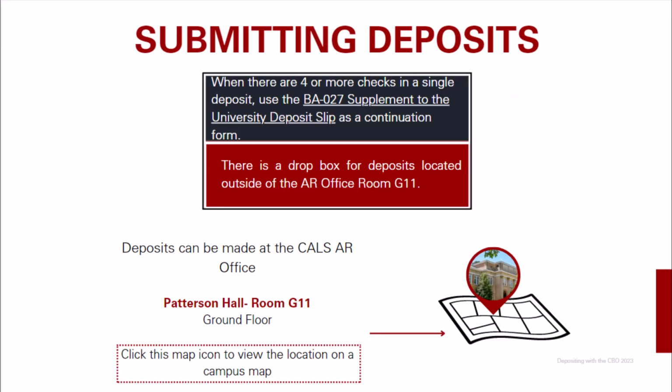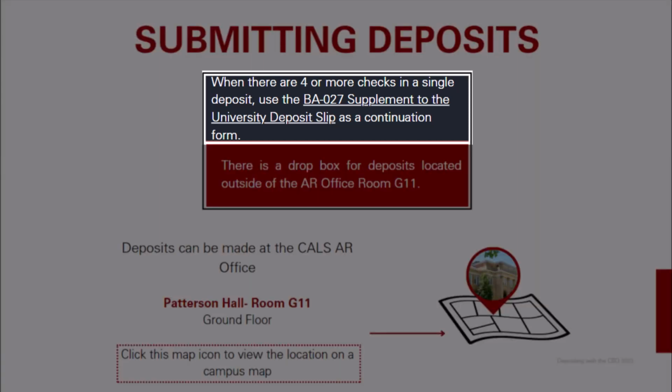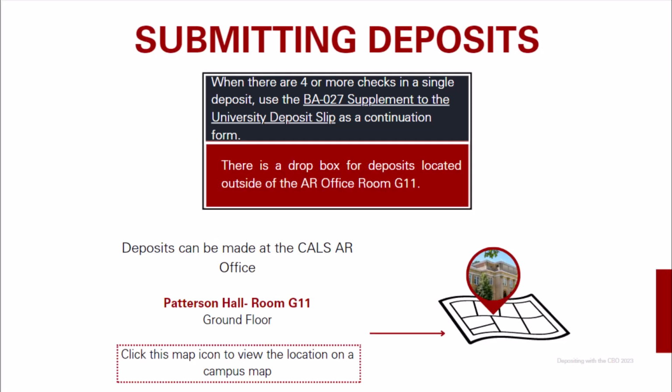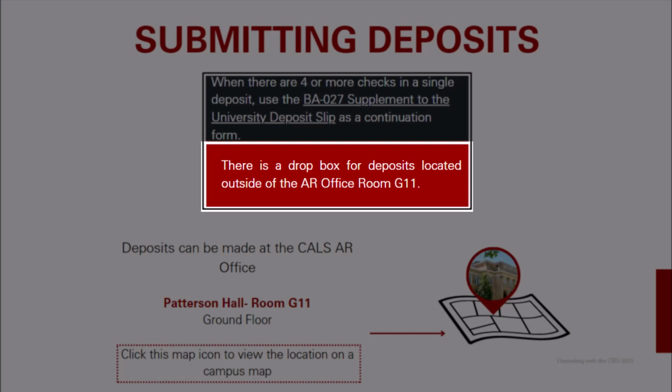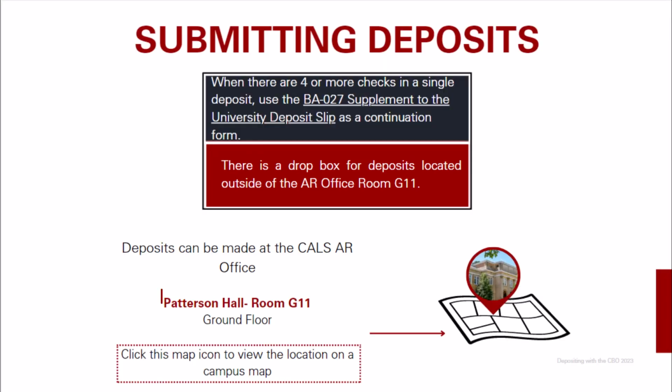A few things to keep in mind when submitting your deposits. If your deposit contains more than 4 checks, then you may use the BA027 form, supplement to the university deposit slip, as a continuation form. When delivering your deposits, if an AR team member is not available or it is after hours, there is a secure drop box that you may leave your deposit in. The drop box is located on the ground floor of Patterson Hall, outside the Accounts Receivable Office, room number G11.